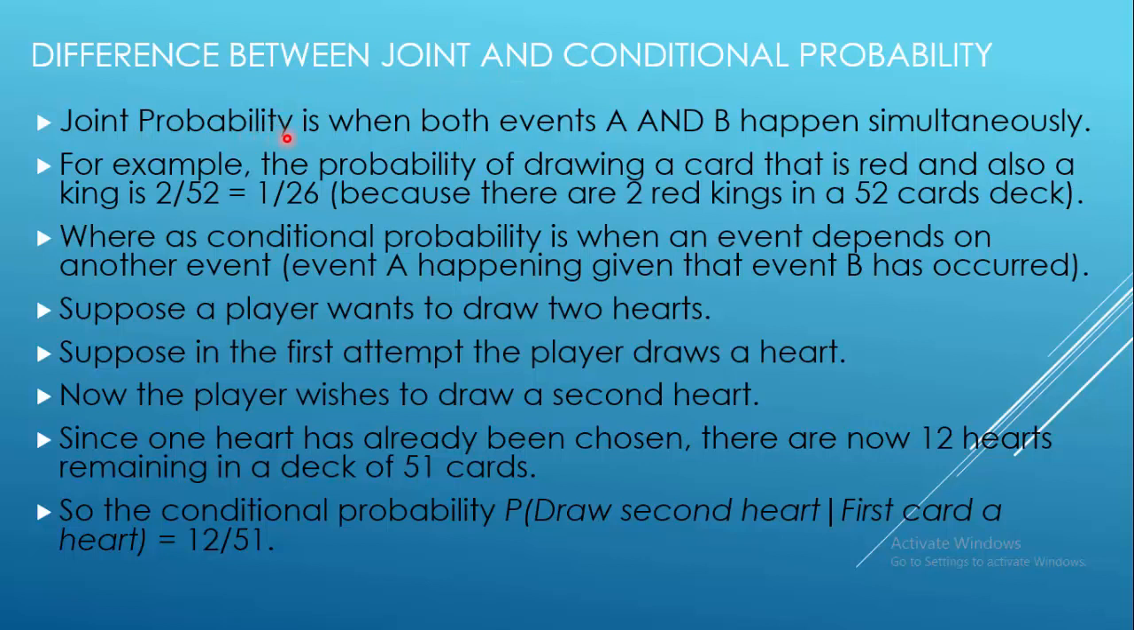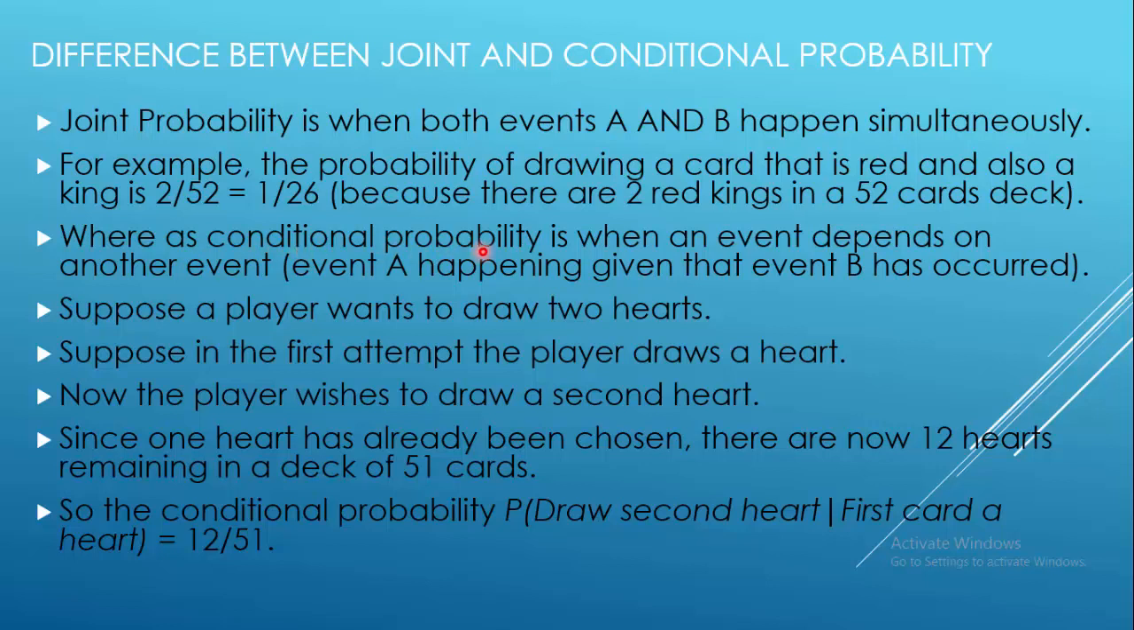Joint probability is when both event A and event B happen simultaneously. For example, the probability of drawing a card that is red and also a king is 2 by 52, which is equal to 1 by 26. The reason is that there are two red kings in a 52 card stack.